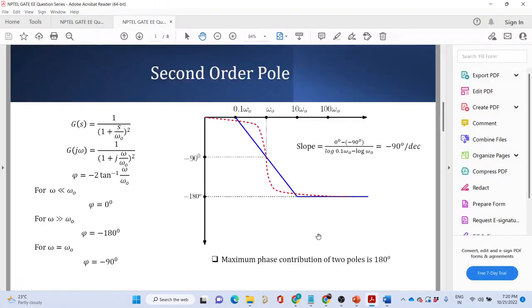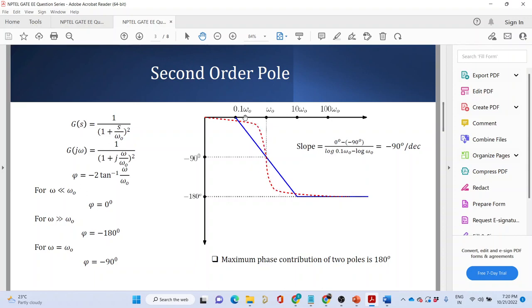So why did I say that? To make you understand that when zeta equal to 0, the phase plot is something like this. When zeta equal to 1, the phase plot is something like this. So when zeta is varying from 0 to 1, the phase plot would be something like this. It is becoming steeper and steeper. Are you getting the point what I am saying?